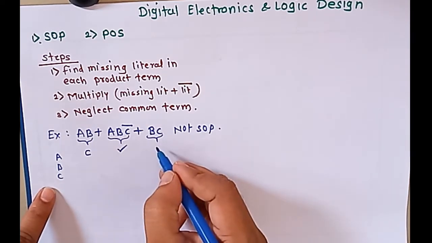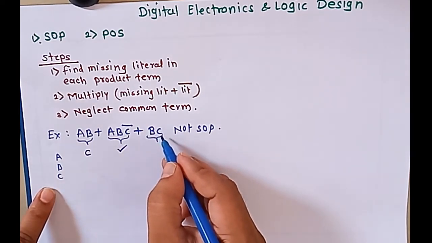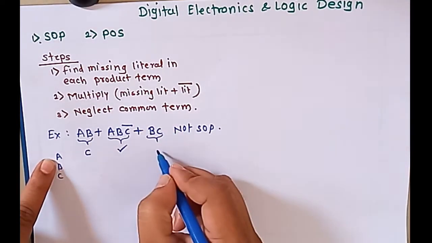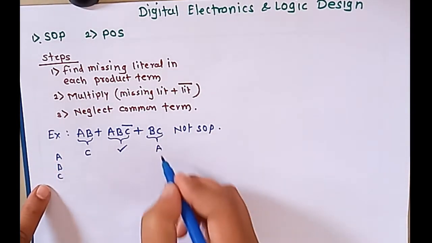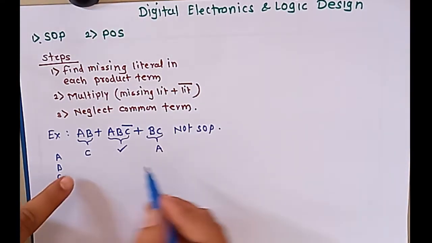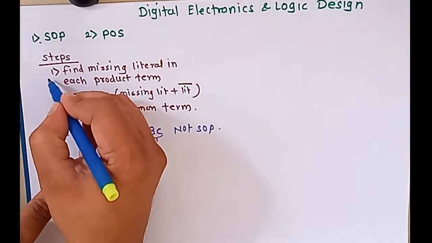And the third product term is what? It is B into C. So in this case, which literal is missing? Here the literal A is missing. Okay, here A is missing. So we have completed our first step.